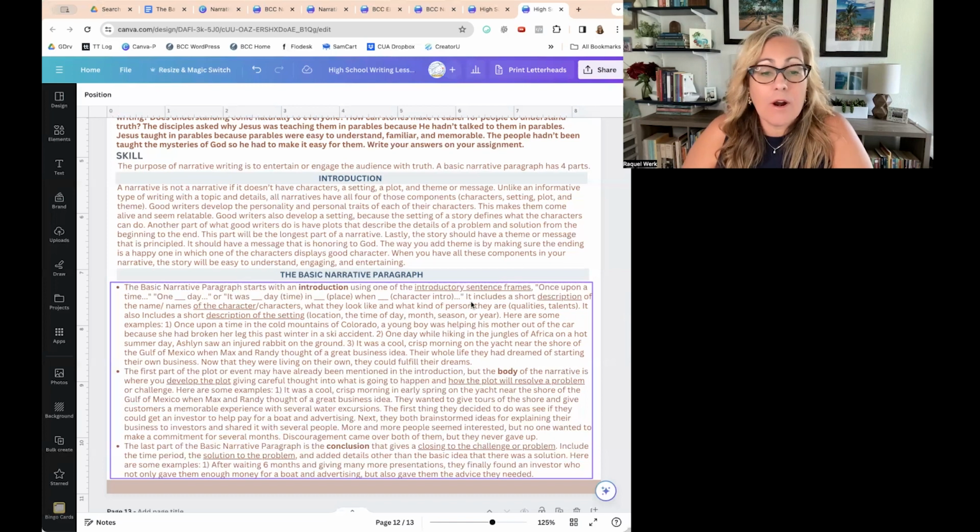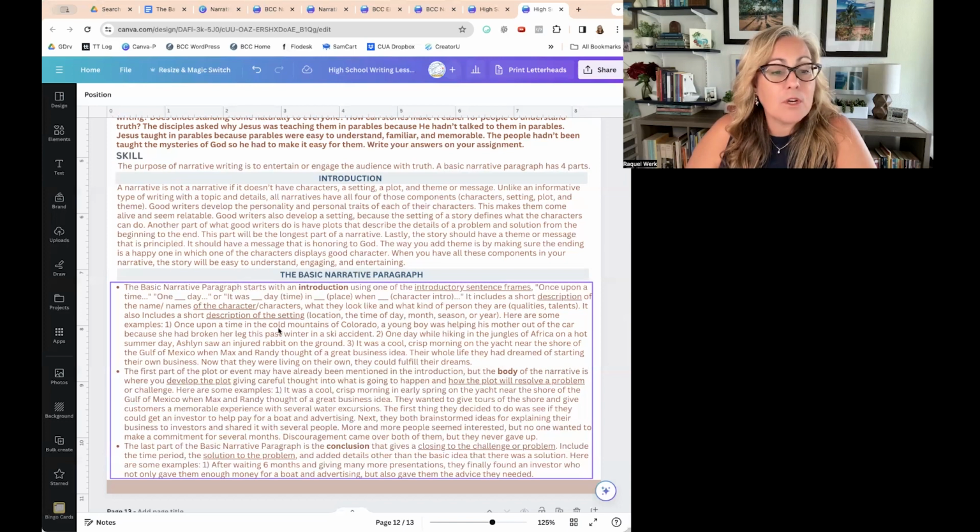In this introductory part, you're also going to include a short description of the name or names of the character or characters, what they look like, and what kind of person they are, what their qualities are, what their talents are, maybe certain things they might know. It also includes a short description of the setting. So the setting is not just location or time, but it could also be the month or the season or the year. Here are some examples of the introduction part of the narrative paragraph.